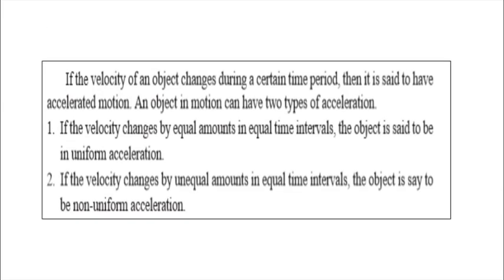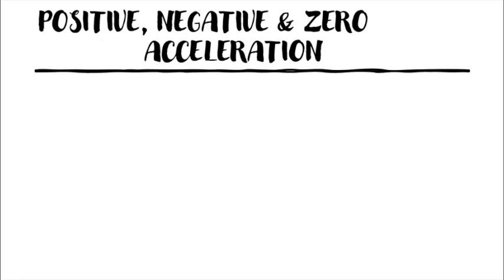Now students, as we have uniform linear motion and non-uniform linear motion, we also have uniform acceleration and non-uniform acceleration. It is almost the same. If the velocity changes by equal amounts in equal time intervals, the object is said to be in uniform acceleration. And if the velocity changes by unequal amounts in equal time intervals, the object is said to be in non-uniform acceleration. Let us now understand positive, negative and zero acceleration.